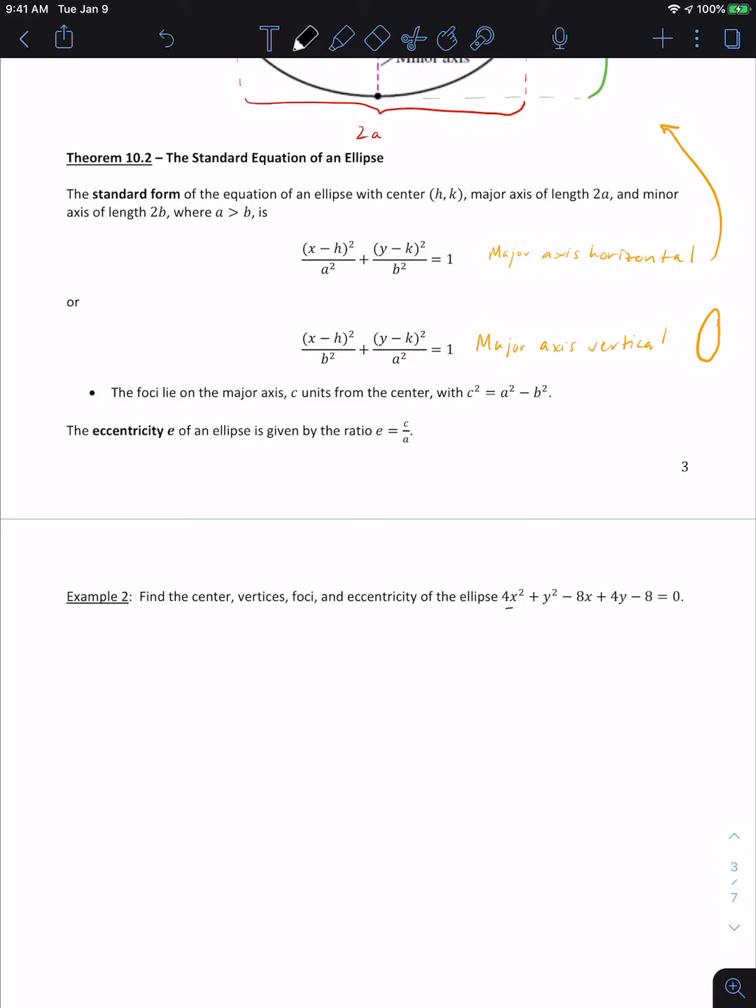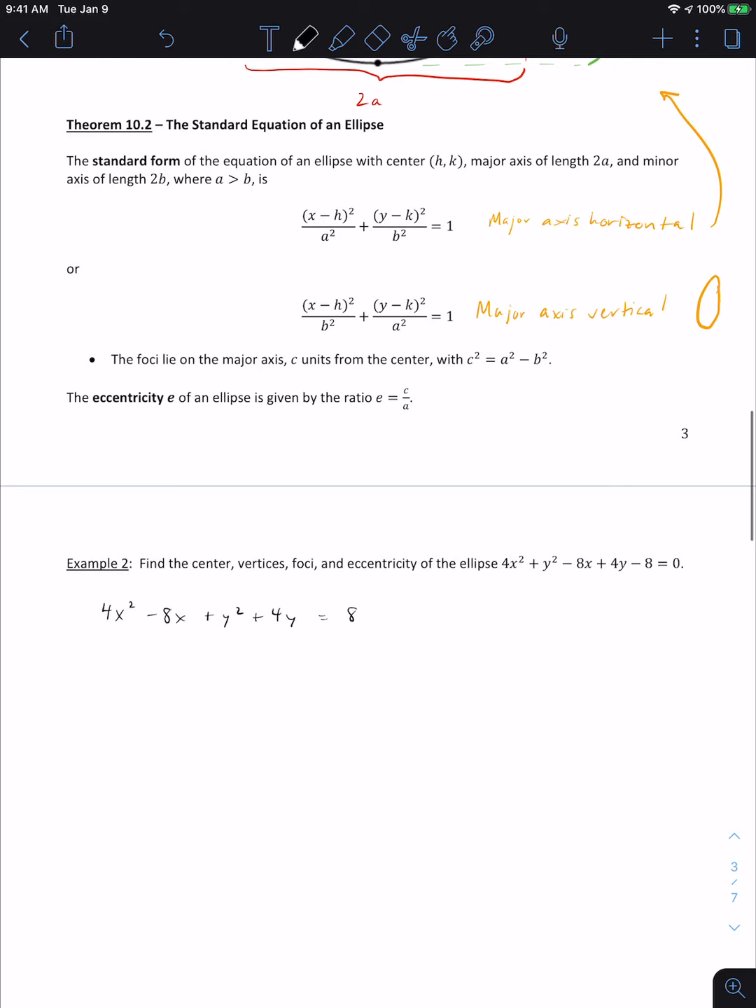So I've got an x squared and an x, a y squared and a y. So in order to get it to look like x minus something squared plus y minus something squared, I know that I am going to have to complete the square actually twice, right? Complete the square with the x terms and complete the square with the y terms, right? So I'm going to go ahead and collect the x terms together. So I write 4x squared minus 8x plus y squared plus 4y, and then I'm just going to bring the 8 over to the other side.